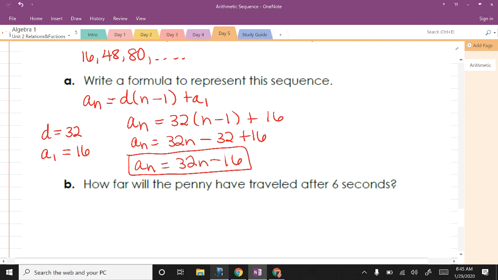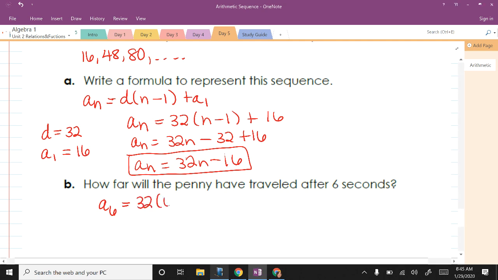There we go. B says, how far will the penny have traveled after 6 seconds? That would be the sixth term, right? Because the first second it was at 16, second at 48, third at 80, and so on. So after 6 seconds, that will be A sub 6. Y'all agree? We're at the Grand Canyon. We're miles down there.